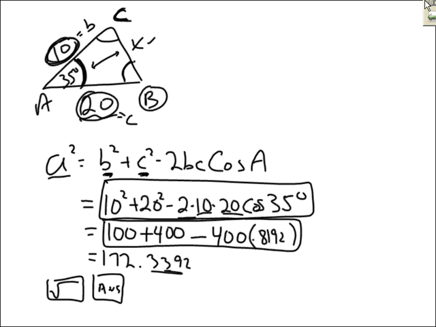Since the button in my calculator that says answer is in yellow, first I hit the yellow button. But that's really calculator dependent. And when I do that, I get that A is 13.1278. So we have A, that is, we have X, 13.1278. We use the law of cosines to get it.